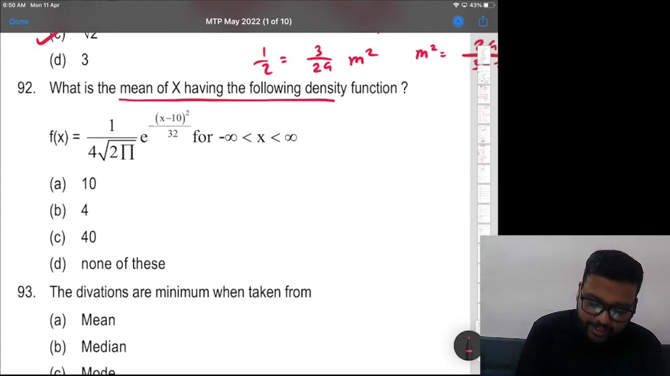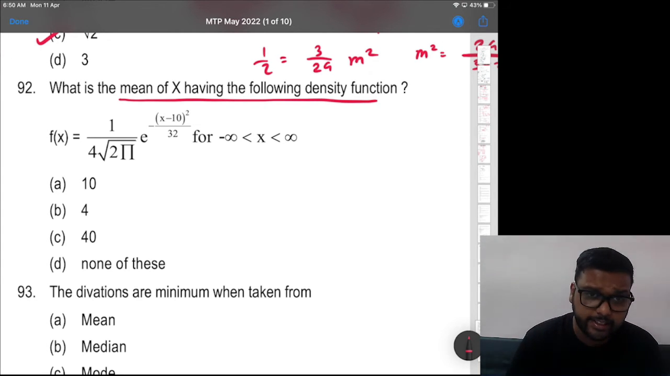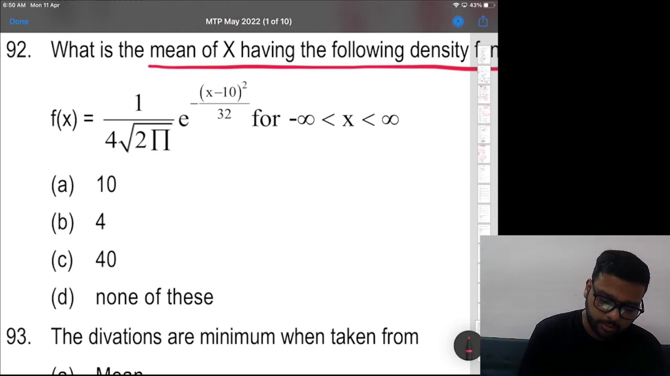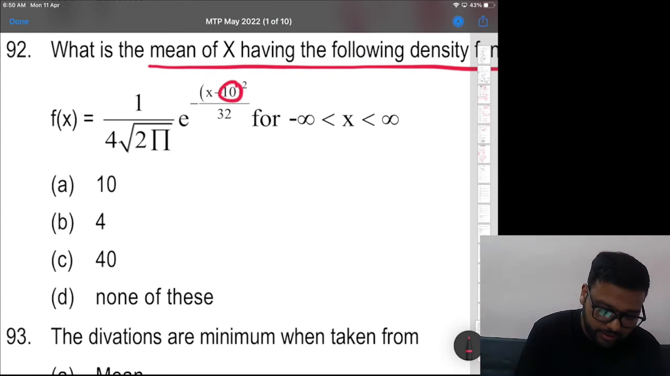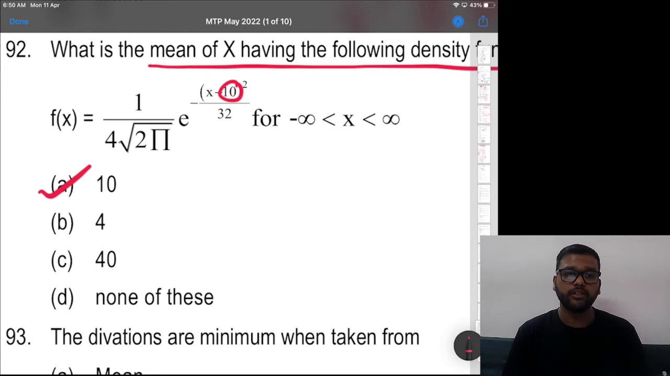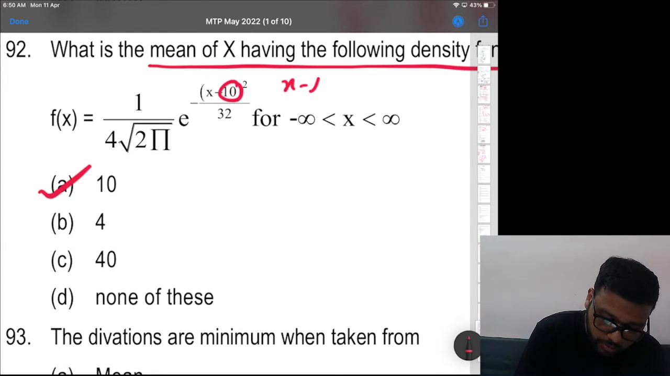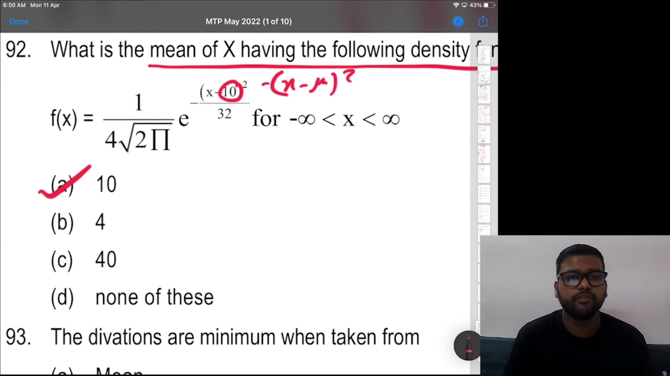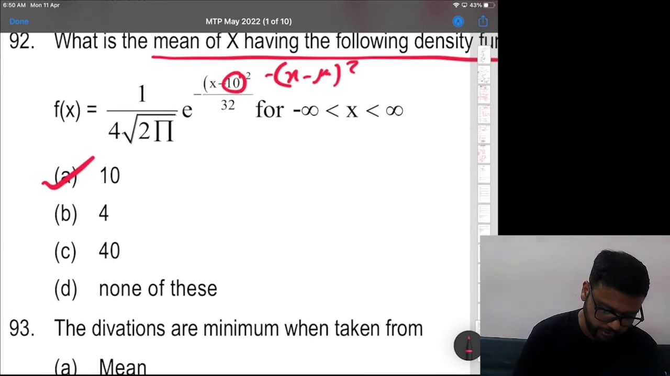92. What is mean of x having the following density function? That is clearly normal distribution. In normal distribution, always remember this part is mean. So we don't need to do anything else in exam, just tick 10, because this part is x minus mu square negative. So 10 is mean.